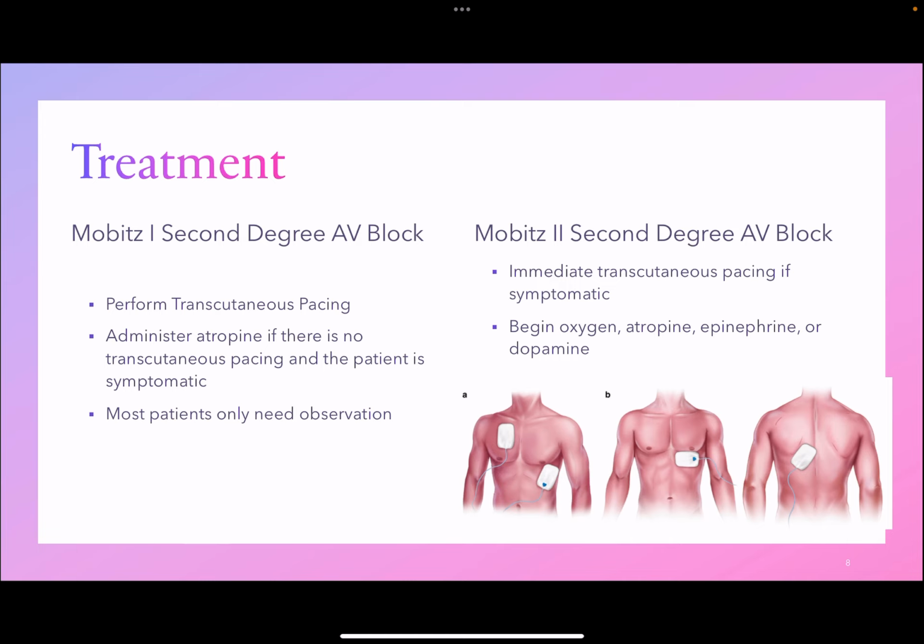For Mobitz 2, second degree AV block, we want to immediately get the patient to transcutaneous pacing if the patient is symptomatic. And then again, we can begin medications such as atropine, epinephrine, or dopamine, as well as begin the patient on oxygen.